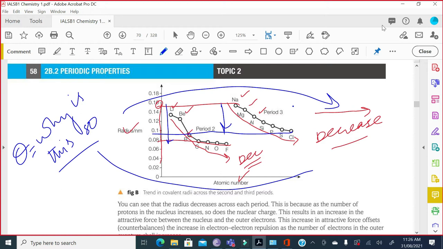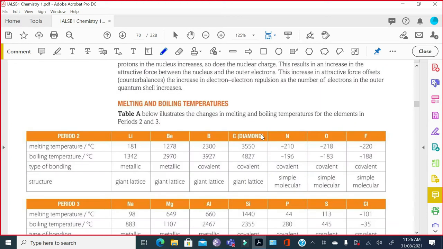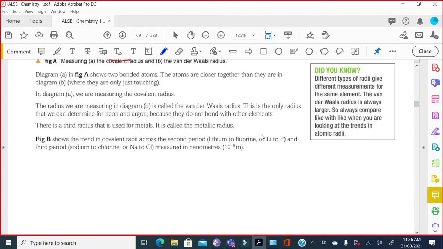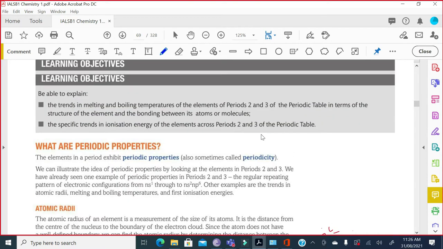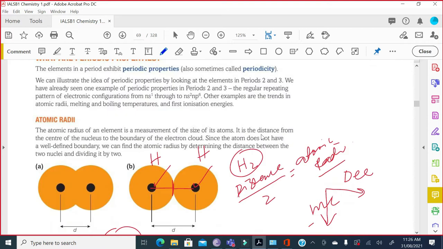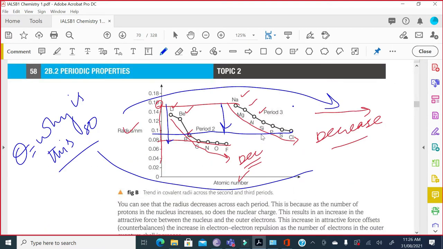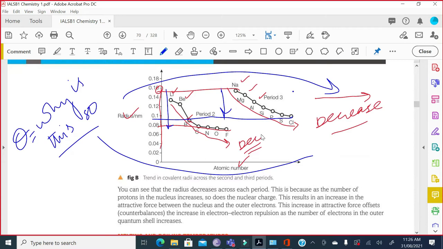This was across the period, right? And down the group also, the same criteria is applicable. Down the group, the atomic radius is going to be increasing, not decreasing, but increasing. Okay. Now what's the reason for it?